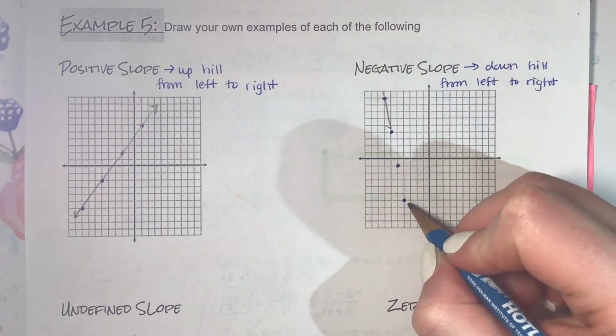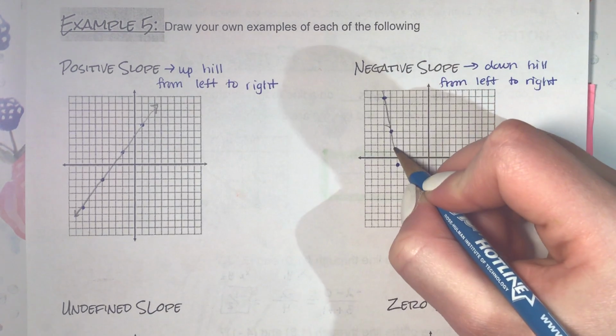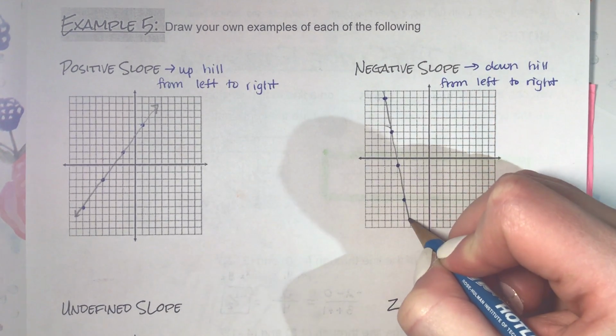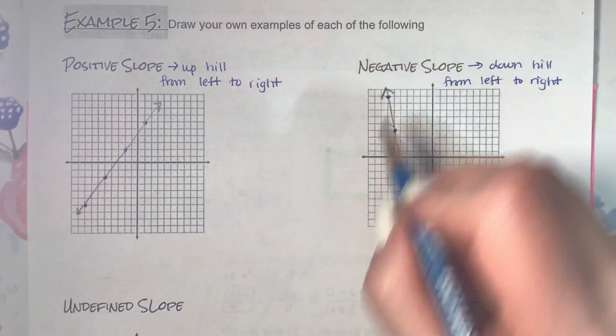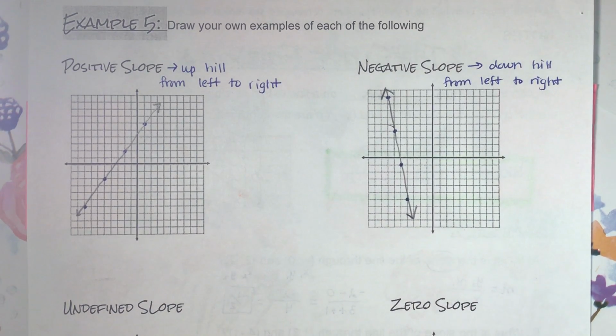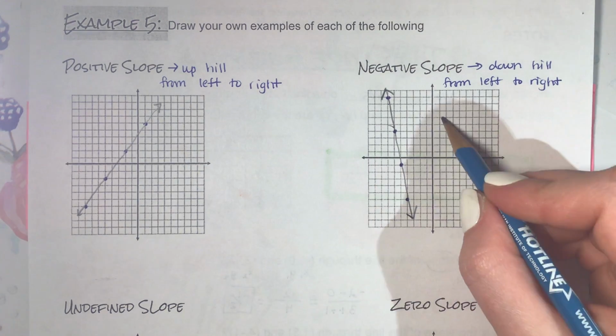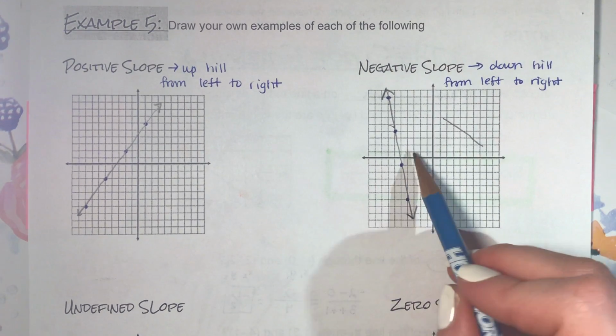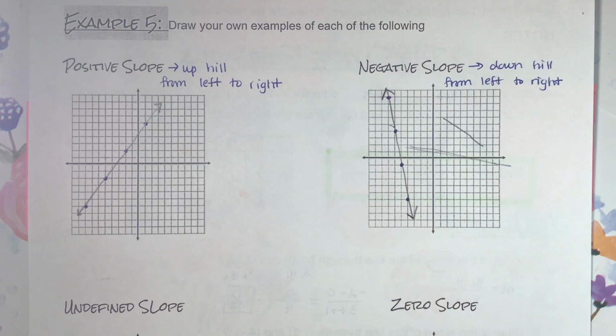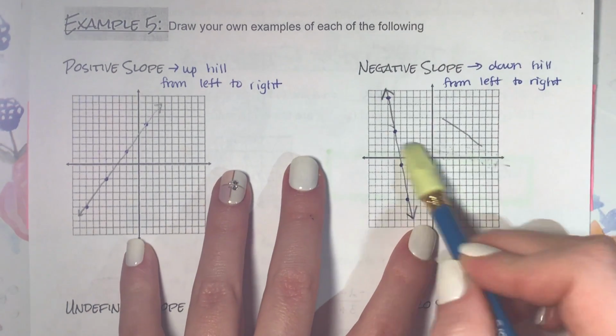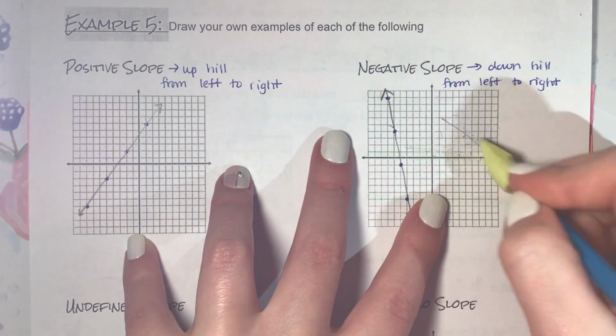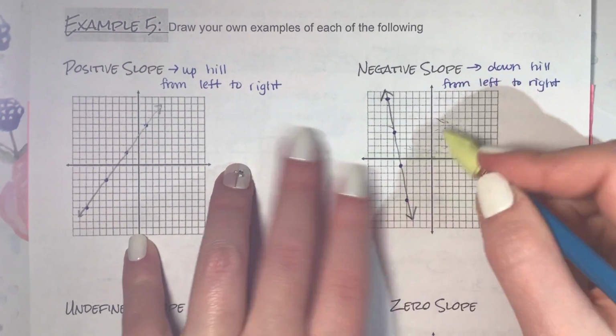If I don't bump my equipment that I have. And there we have it. So that is a slope that is going downhill. Yours could have looked like this or like that. As long as it's going downhill, then it counts. So you don't have to have the same exact answer as me.